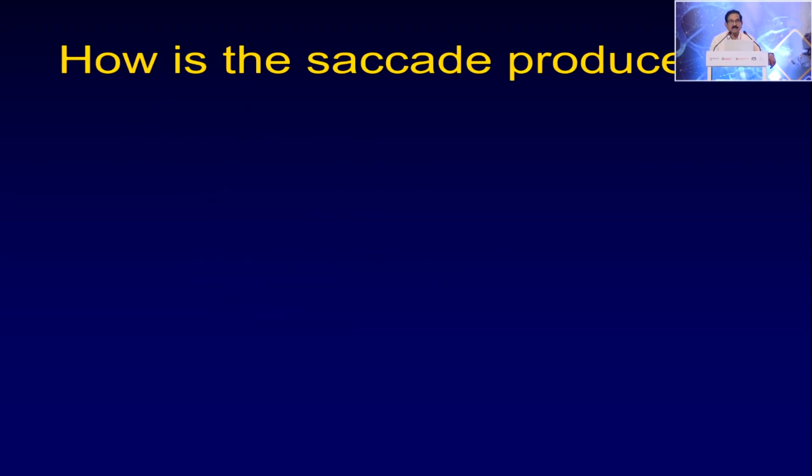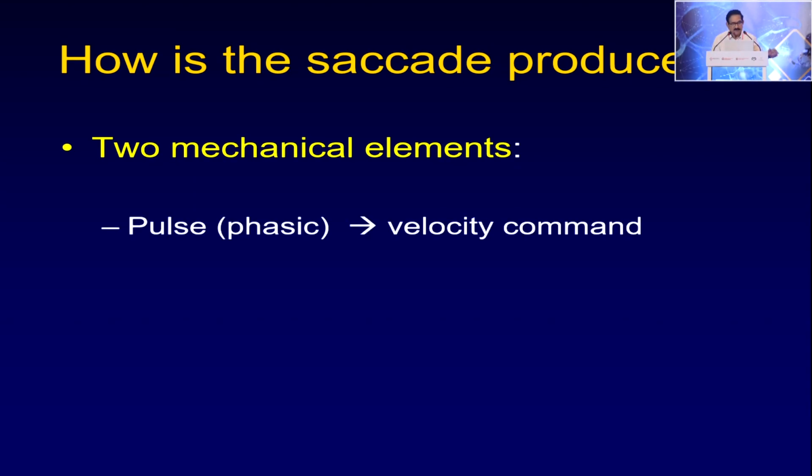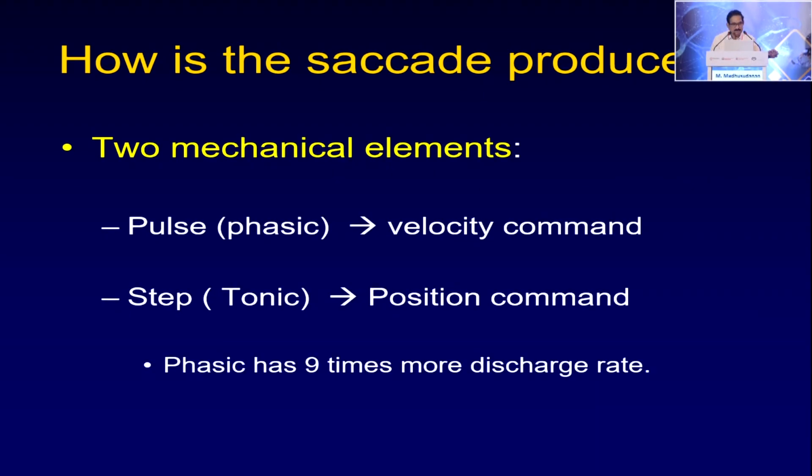Now, how is a saccade produced? Suppose you want to look from one object to another. Initially, a burst of activity should go to the agonist muscles to move the eye to the new target. And that is what is called the pulse or the velocity command. And once the eye has moved onto the new target, it should not recoil back to the primary position because of the pull of the viscoelastic properties of the muscles. So it is kept in the eccentric position. So we need another innervation called the step innervation, that is called the position command.